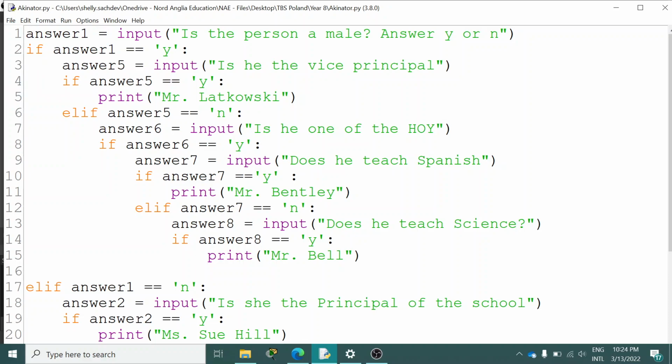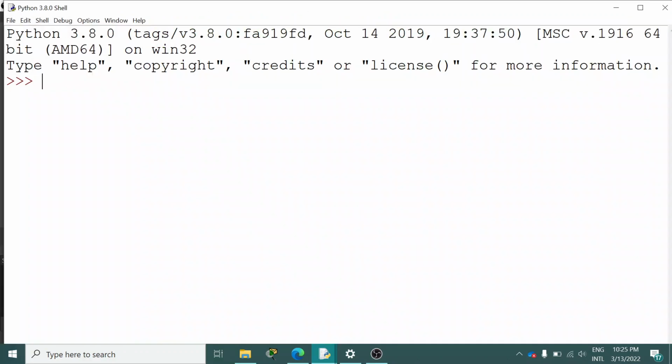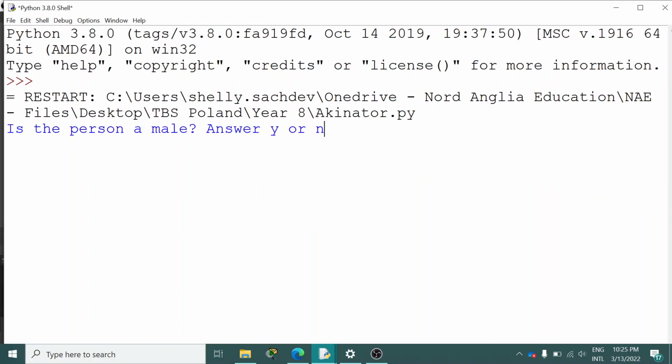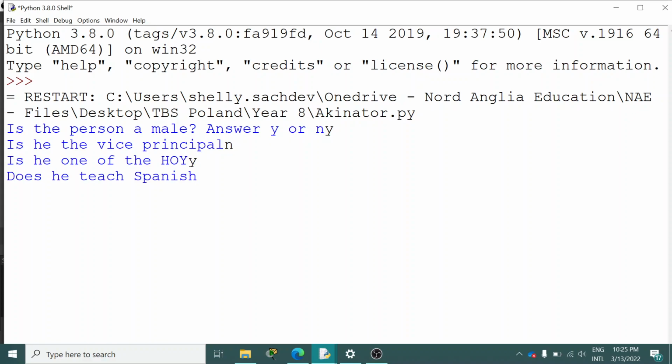Let me run it thinking that it's Mr. Bell whom I am looking for. Okay, so let me assume that it's Mr. Bell. So is the person a male? Yes. Is he the vice principal? No. Is he one of the head of year? Yes. Does he teach Spanish? No. Does he teach science? Yes. So it's Mr. Bell. Okay.